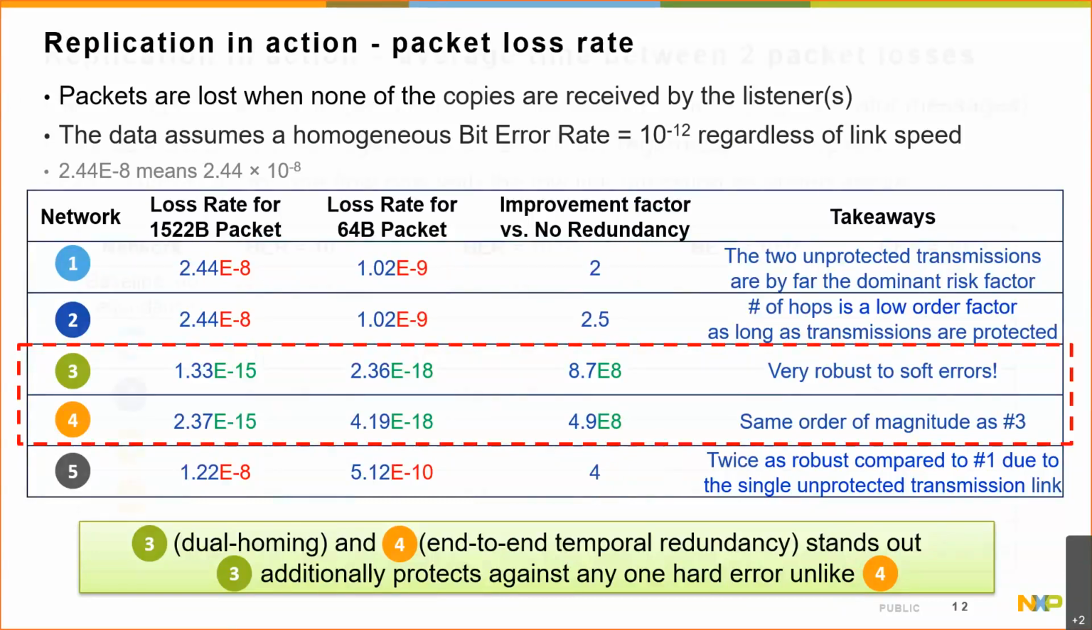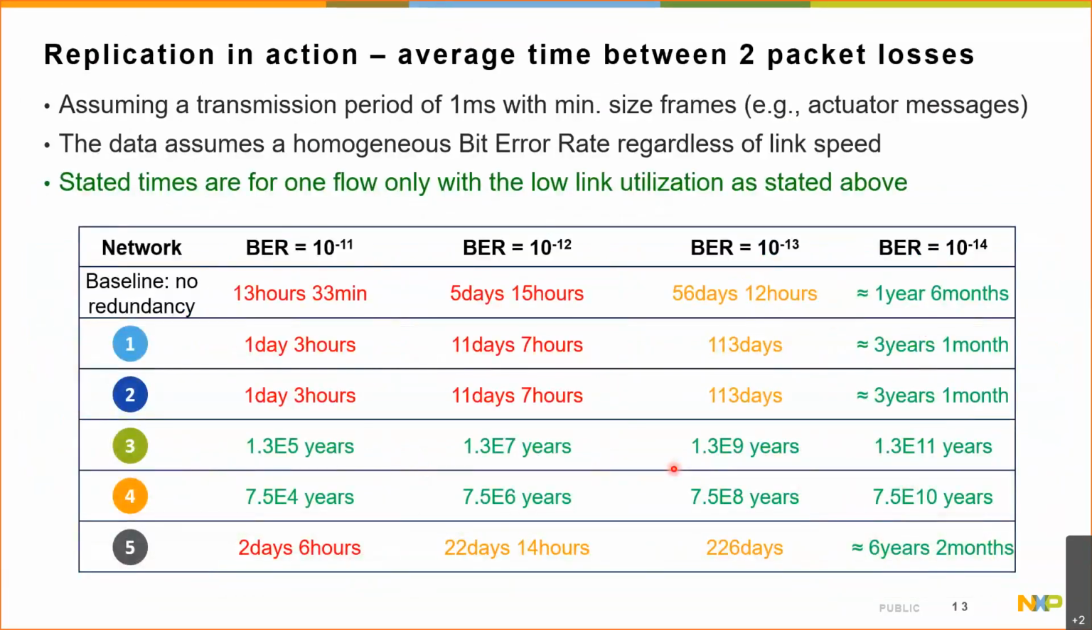Now, let's see how the packet error rates translate into the times between two successive packet losses. The data shown in the following is what can be expected for one flow sending a packet of minimum size every 1 millisecond, so typically control messages. So the data is per flow data. We are not considering all the flows of an application. The reliability results are for BERs ranging from 10 to the minus 11 to 10 to the minus 14, and the 5 replication solutions are compared to no redundancy at all.